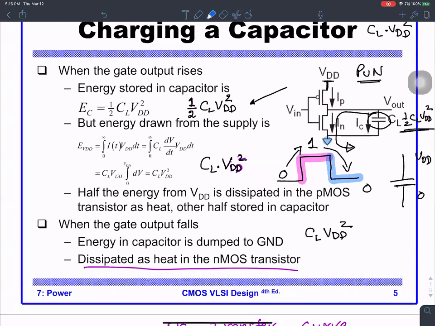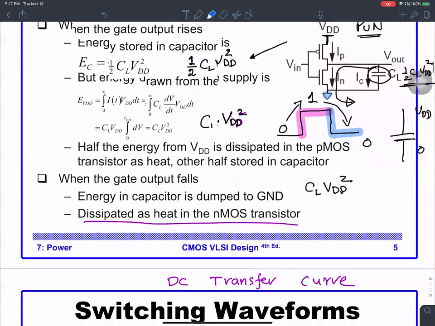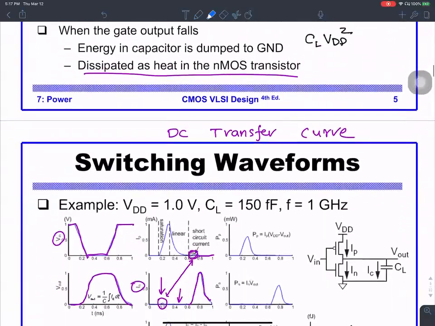So if you look at this full cycle of purple followed by blue, only during the purple phase is energy drawn from the power supply. During the blue phase, where the capacitance goes from 1 to 0, the stored energy is dumped to ground. Okay, so this is one full cycle that characterizes completely how a CMOS circuit consumes power in the dynamic state.